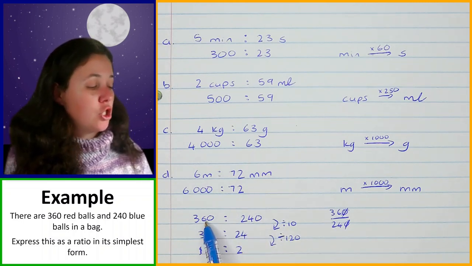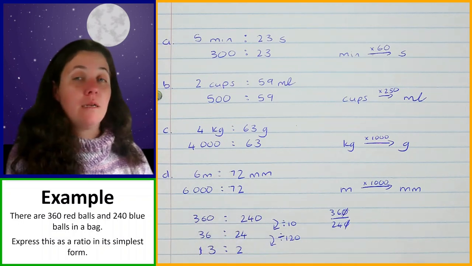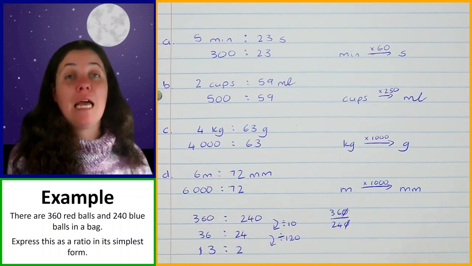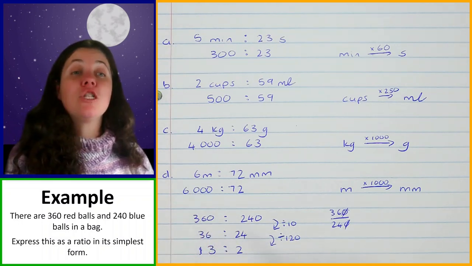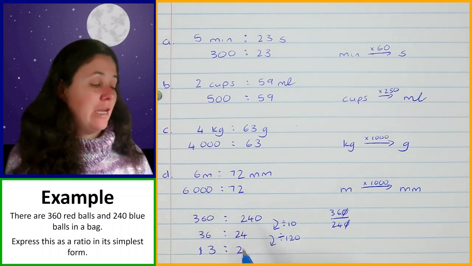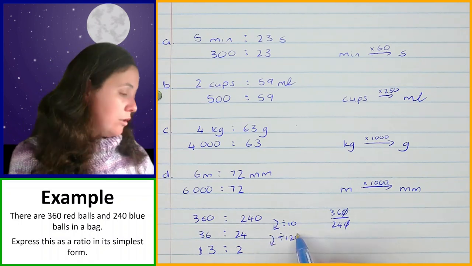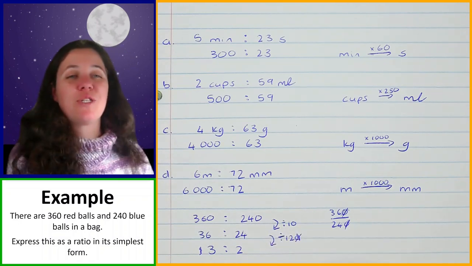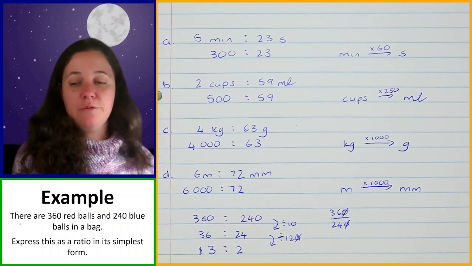You take the left and the right, or if there's more than two things in your ratio, because you can have more than two things in your ratio, you divide each of them by the same value. So in this case, we divided by 10, and then we divided by 12, not 120, we divided by 12, and that gave us 3 to 2, which we then can't simplify any further. Okay, so now I'm going to give you some to do by yourself.